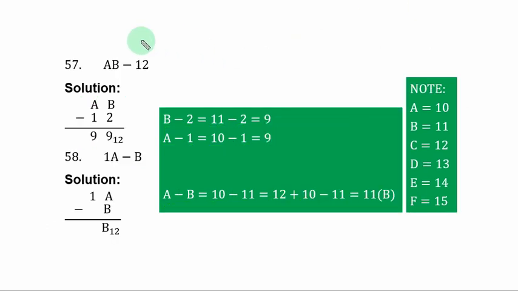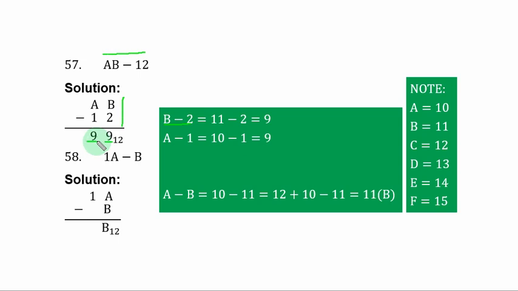Example 57. We have AB minus 12. Now everything is in base 12. So you write the numbers down for subtraction. The first column, B minus 2, that is 11 minus 2, you have 9. The second column, A minus 1, that is 10 minus 1, you also have 9 in base 12.